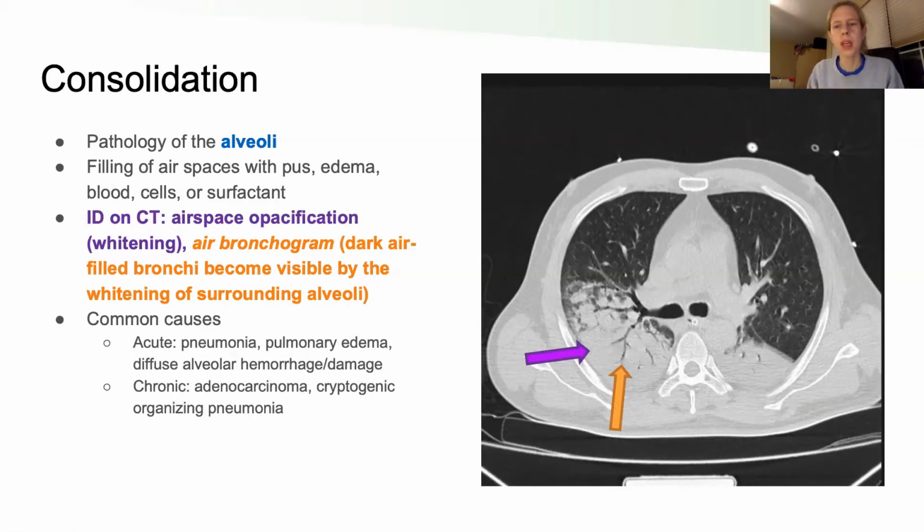So there's a lot of things that can cause consolidation. The big things that we think about would be pneumonia, pulmonary edema, diffuse alveolar hemorrhage, basically anything that can suddenly fill the lung up with something. More chronically, you can also get this with cancers and other chronic diseases, but this is typically more of an acute thing that we see.